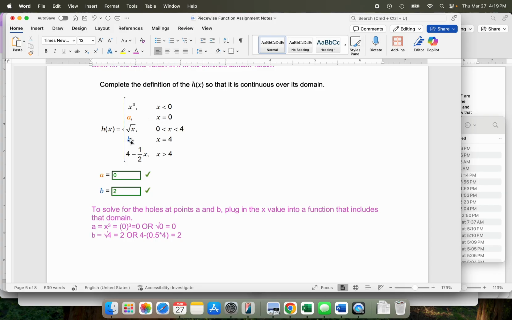And to solve for b, when x equals 4, to fill in that missing piece there, we can plug 4 into either of these equations, and I did that showing that we would get 2 for either of those functions that we used, and so that's how a is 0 and b is 2.